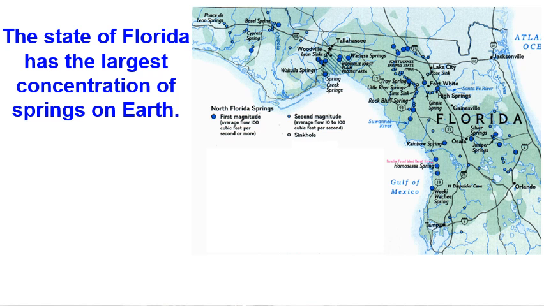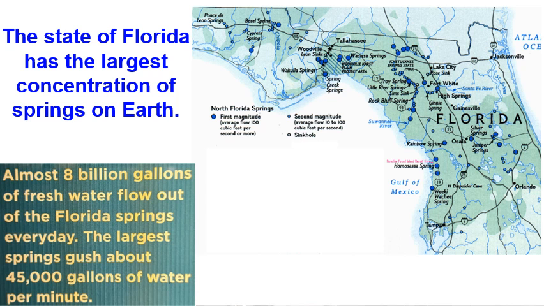Now, the state of Florida has the largest concentration of springs on the planet. Springs are found everywhere in all 50 states, but Florida has the most by far. There's about 8 billion gallons of water that come out of the springs in Florida every single day. Some of the biggest ones are putting out 45,000 gallons of water every minute.